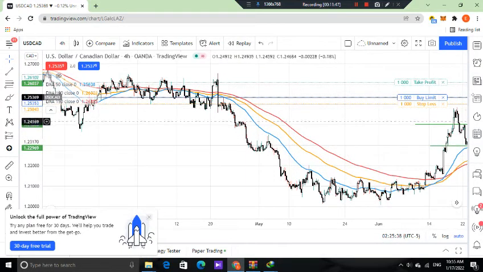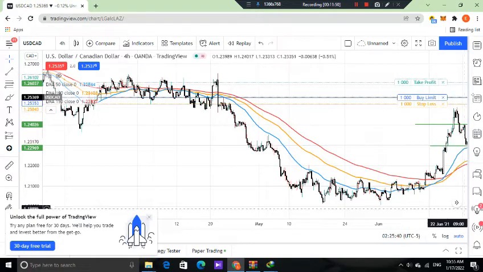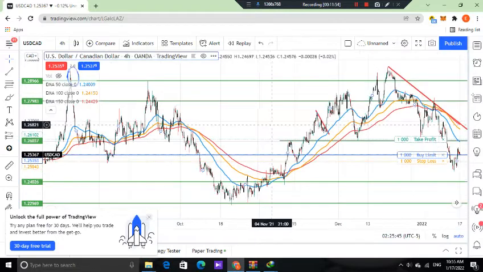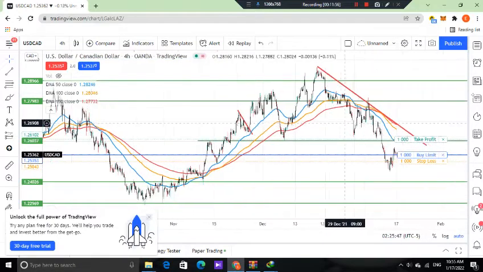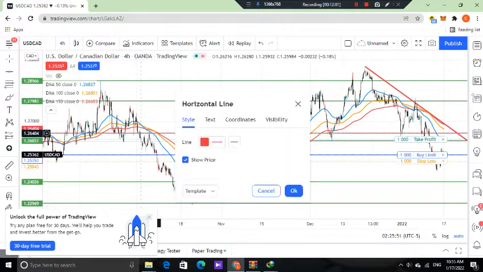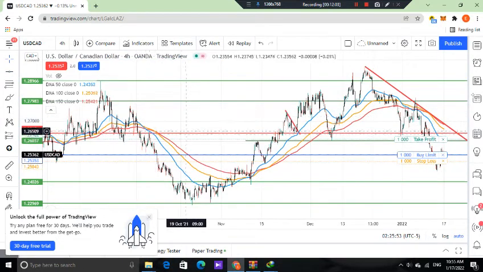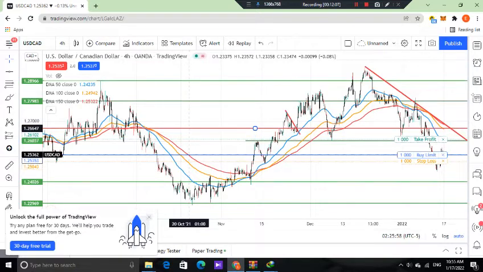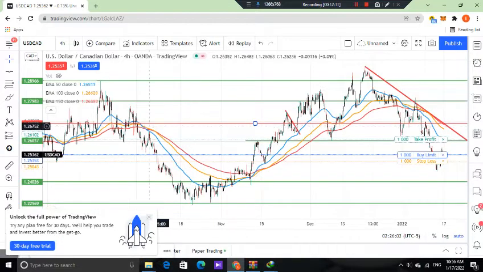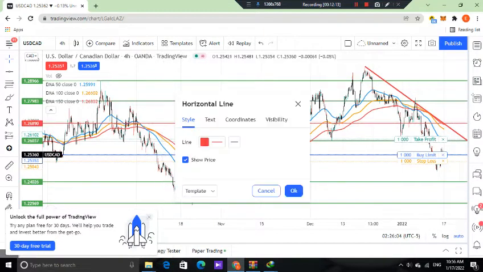One of them is round numbers. Price usually has some tendency and some traction to round numbers. For example, this one, 1.26. It's a round number. We have 0 here.